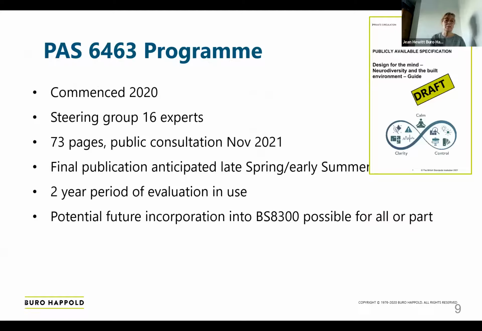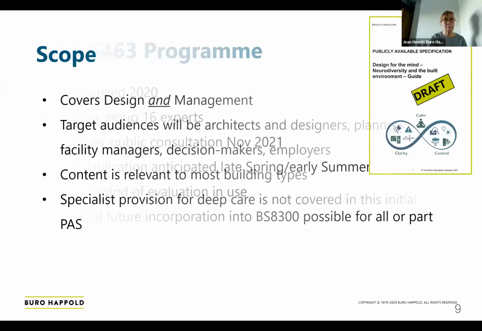So the programme for this was commenced in 2020. It's currently in its draft form, 73 pages, and it went out for public consultation already in November. And I'm hoping that I will go through all those comments and they'll all be finalised, so we can go out late spring at a push, maybe early summer. And I'm hoping that there is a lot of potential here for this new PAS, the contents of it, to go into BS 8300, which is a code of practice for accessible and inclusive buildings, or perhaps a new part of that suite of documents.